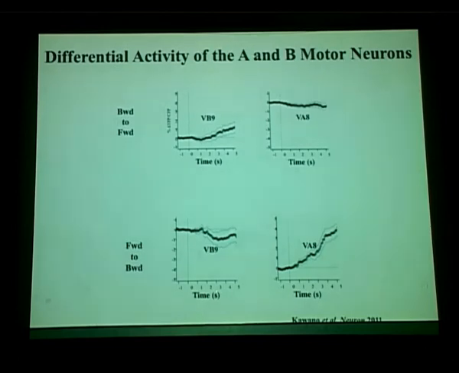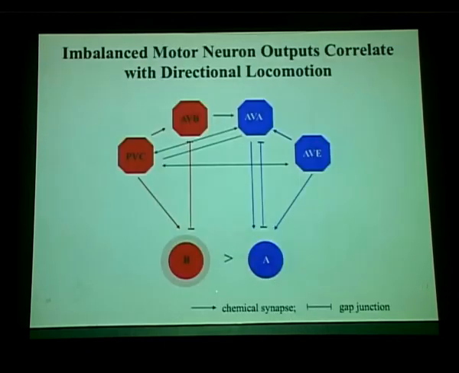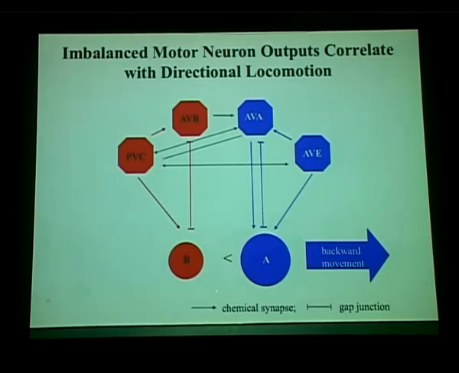When the B is higher than A, the animal generates forward locomotion. When A is higher than B, the animal generates backward locomotion, and then actively switches this coordination simultaneously to generate a switch of the directionality. So that's been illustrated over here.